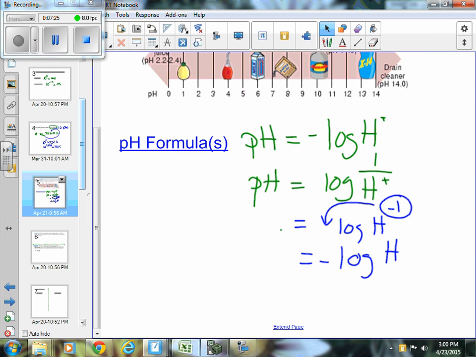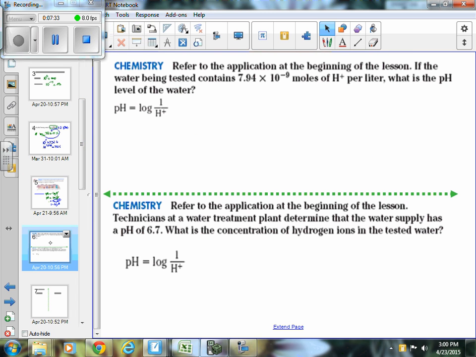So you can use either one. Either of those green formulas work just fine. It just depends on what you're accustomed to. So if you're given the hydrogen concentration, you can find the pH. Or if you're given the pH, you can find the hydrogen concentration. All right, so let's take a look. I'll try to use the one that you're more familiar with, because I know that's what people are doing.